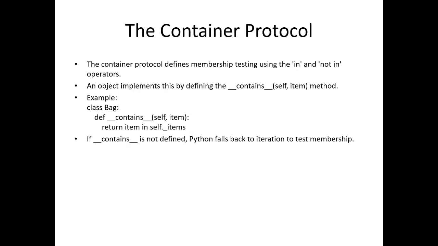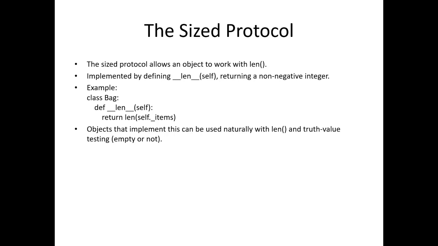The container protocol. The container protocol defines how objects support the in and not in operators. To implement it, define the __contains__ method in your class. For example, if you have a custom bag class that stores items internally, you can implement __contains__ to check if an item is in self.items. Python will automatically fall back to iterating over the object to check membership, which works but can be less efficient.